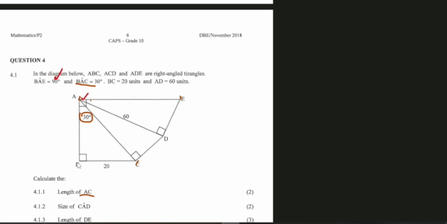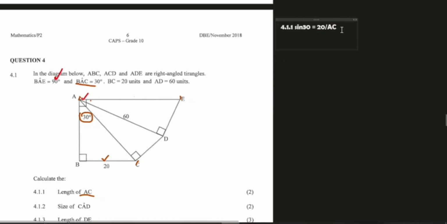If you look at triangle ABC, we have the side that's opposite to the angle that's given to us, and we are looking for the hypotenuse. So it means in this instance, we are going to use sine to look for our side. 4.1.1 is going to be sine of 30 is equal to, what's our opposite? Our opposite is 20 over our hypotenuse, which is AC. Now, make AC the subject of the equation.